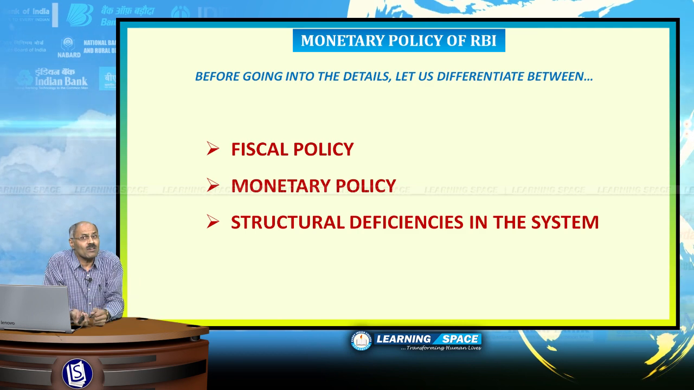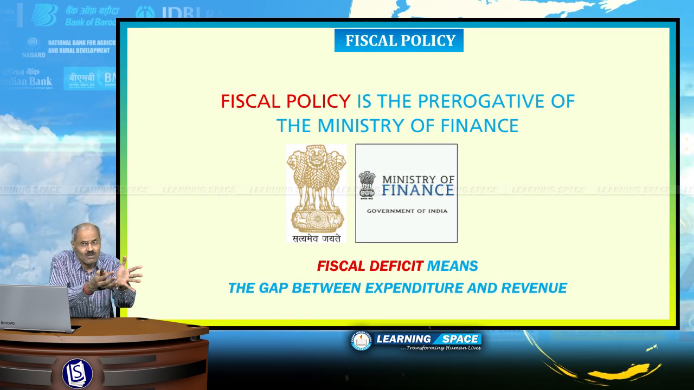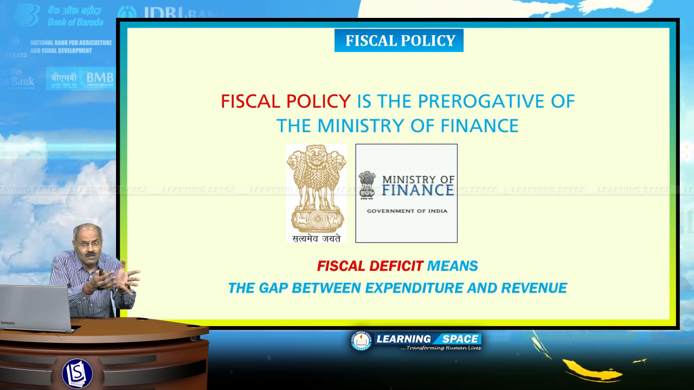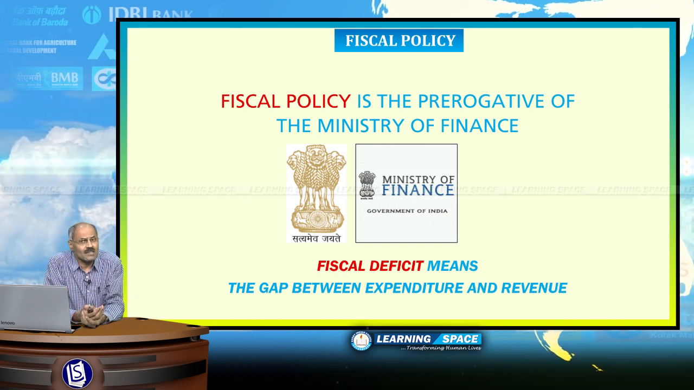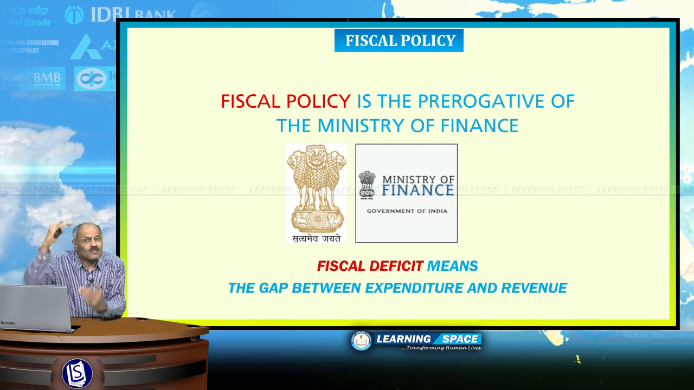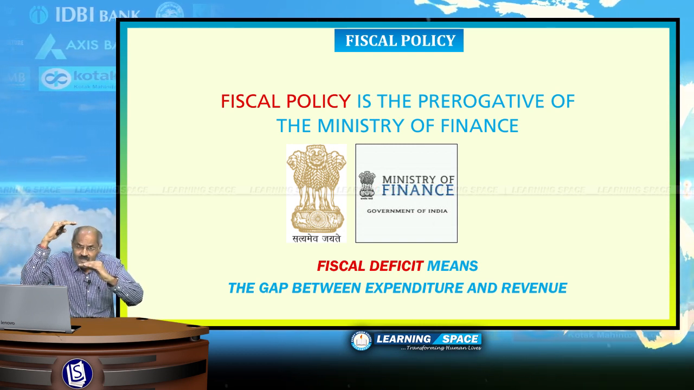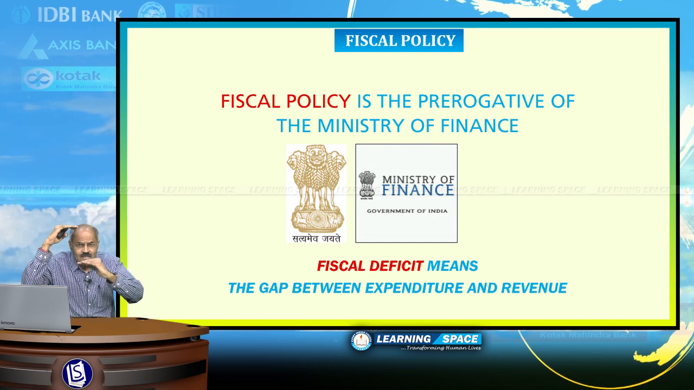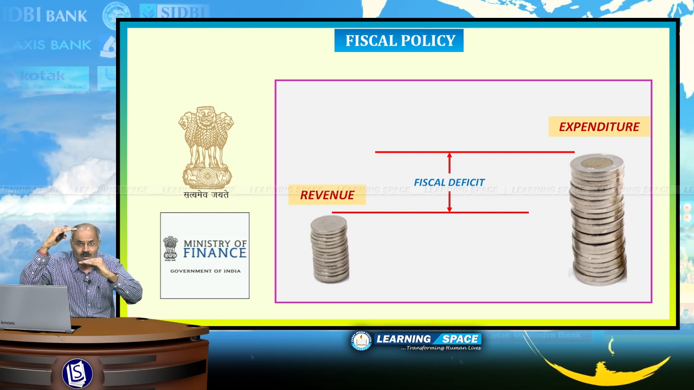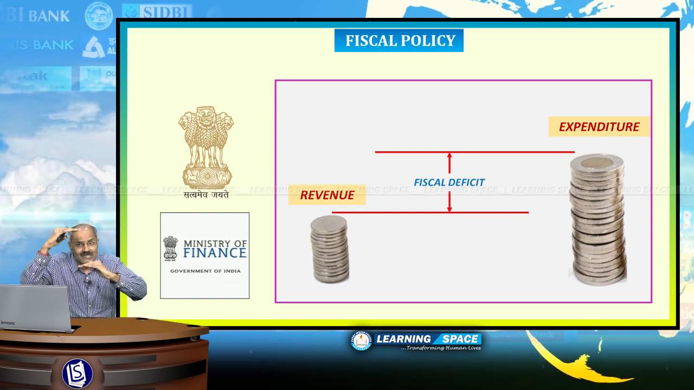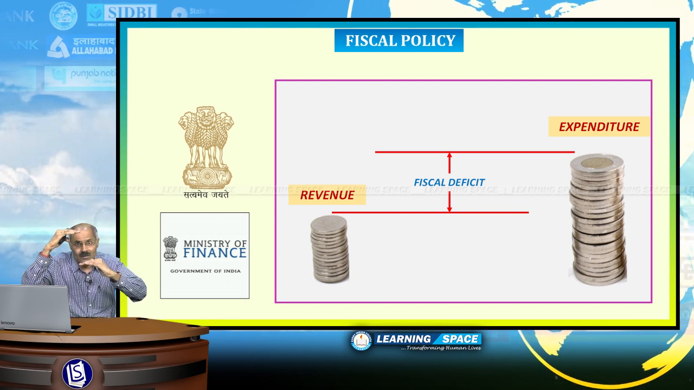So let us look at what is meant by fiscal policy. Fiscal policy is the prerogative of Ministry of Finance. RBI has got no role in it. What is exactly fiscal policy? Fiscal policy is nothing but the gap between expenditure and the revenue. For a developing country like India, for emerging economy like India, there will always be a gap between expenditure and revenue. Expenditure is normally more and revenue will normally be less. So the gap is known as fiscal deficit.